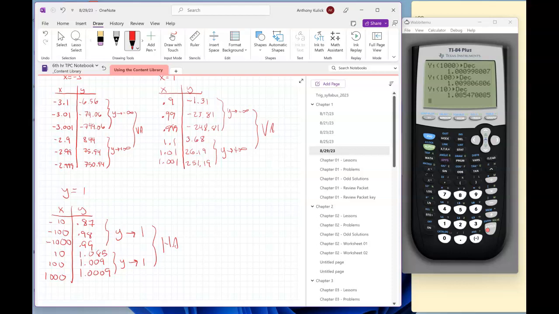Okay, so when we're doing this, if the y's are heading to an infinity, that indicates to us a vertical asymptote. If the y's are heading to a finite value, that indicates for us a horizontal asymptote.